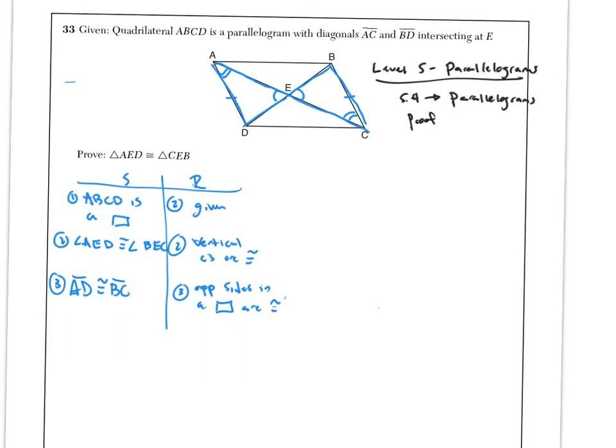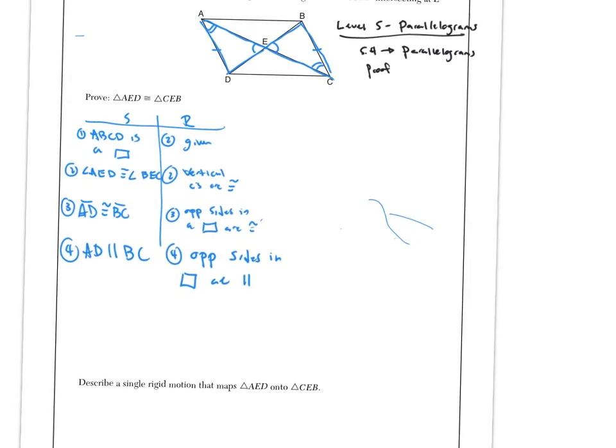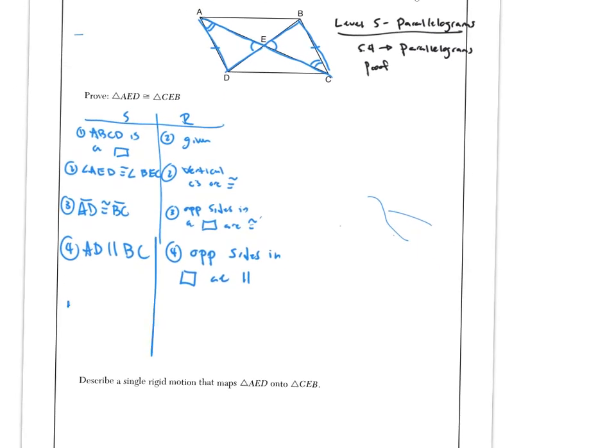So let's say that again. For 4, AD is parallel to BC because opposite sides are parallel. Now I can state this. 5, angle DAE is congruent to angle BCE. That's alternate interior angles are congruent.